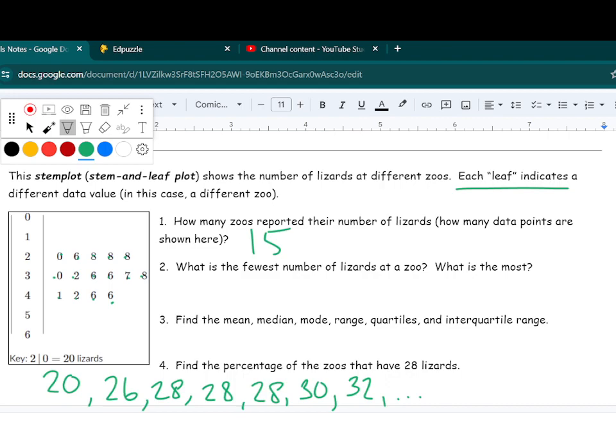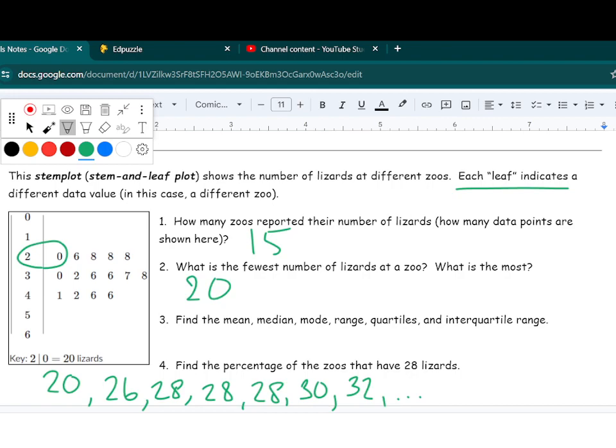What is the fewest number of lizards at a zoo? That's going to be looking for whatever the smallest number is that actually has a leaf. So even though we have 0 and 1 in here as stems, because they have no leaves, that doesn't count. So the smallest number that actually has a stem and a leaf is 2 line 0, or 20.